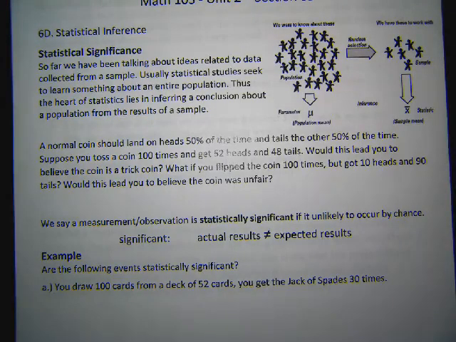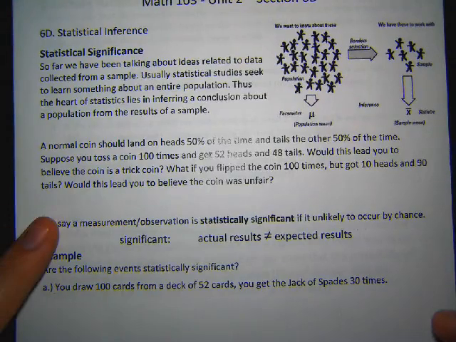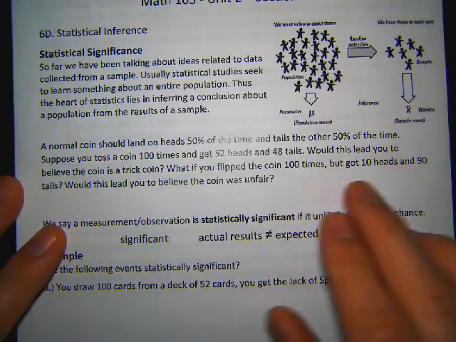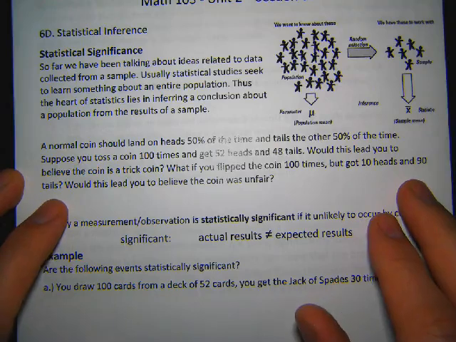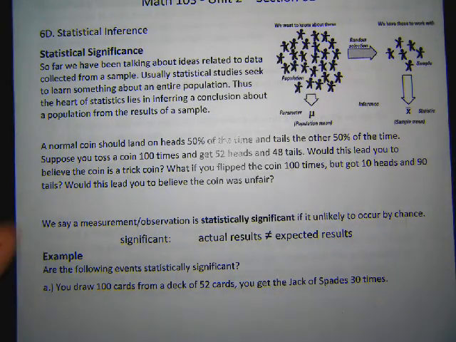We don't say, okay, just because it's not exactly 50-50 that it's a trick coin. There's some randomness, some chance. Just because we only flipped it 100 times, we didn't flip it 1,000 or even 1,000,000 times, we're not going to get exactly 50-50. So if you flipped 100 coins, but you got 10 heads and 90 tails, would that lead you to believe the coin is unfair? That would probably be yes, because at this point, that's a pretty drastic difference from what we were expecting. We were expecting like 50 and 50, and we got 10 and 90.